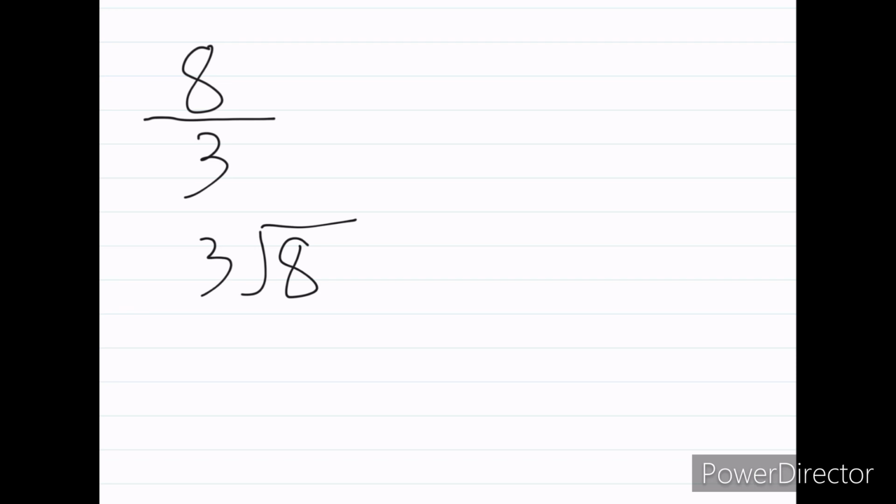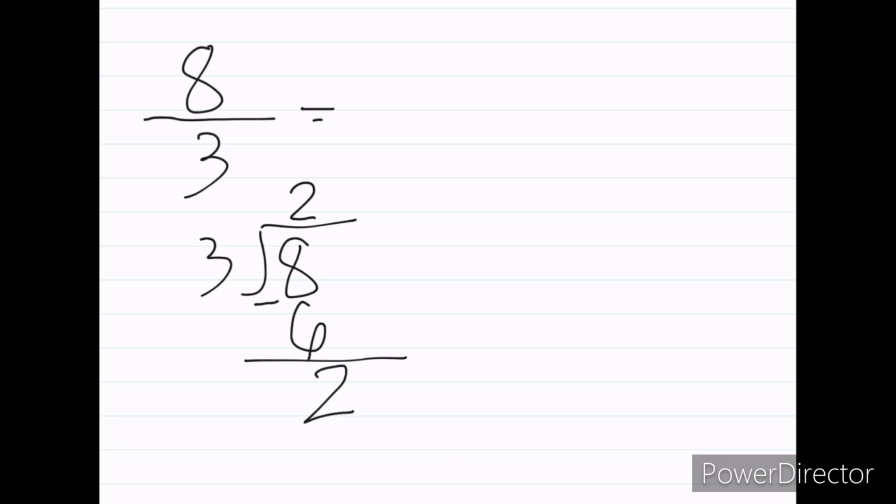Another example, if we have 8 over 3, how are we going to convert that? First step, divide the numerator by the denominator, so 8 divided by 3. Now, how many 3 are there in 8? Of course, we have 2. Then 2 times 3 is 6. And get the difference. 8 minus 6 is 2.